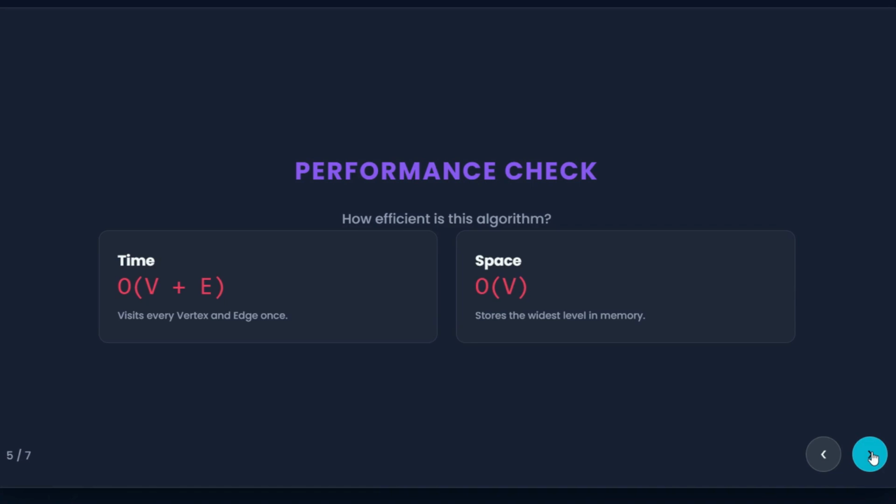Remember that queue we talked about? In the worst case scenario, if the graph is very wide, we have to store almost every node in that queue waiting to be processed. So, it can use a lot of memory.